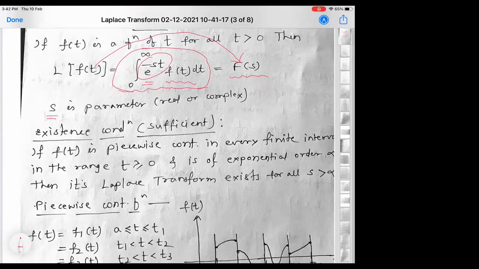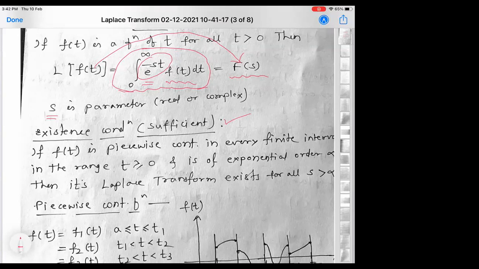This is just to give you the information. So this is written as an existence condition. The question arises whether the Laplace transform is possible for all functions, whether algebraic, logarithmic, inverse, trigonometric, and so on.